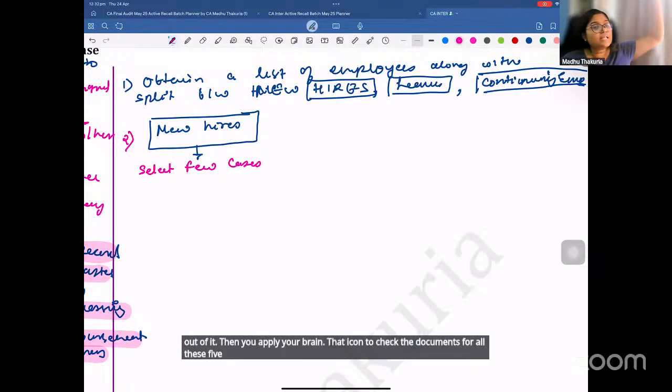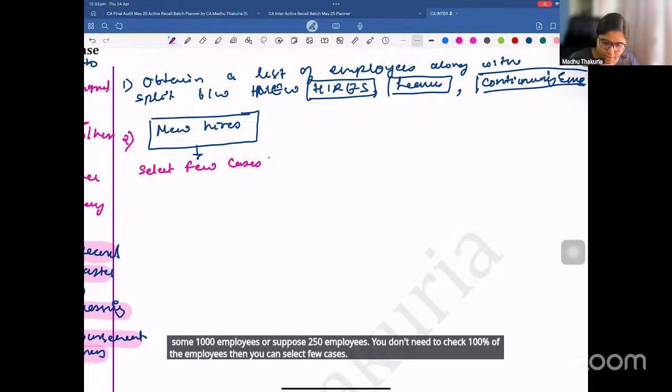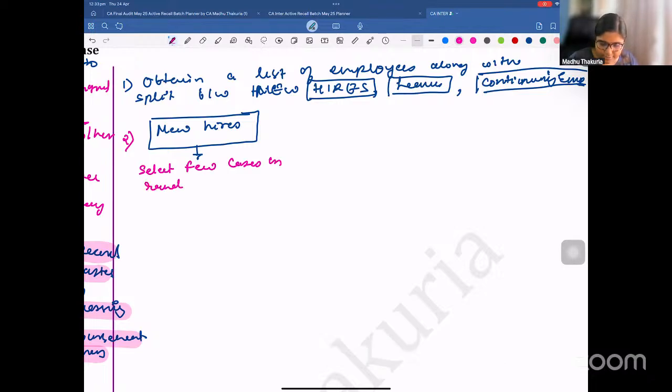But suppose during the year they have hired some 1,000 employees, or suppose 250 employees. You don't need to check 100% of the employees. Then you can select a few cases on a random basis and obtain. What will you check in case of this?